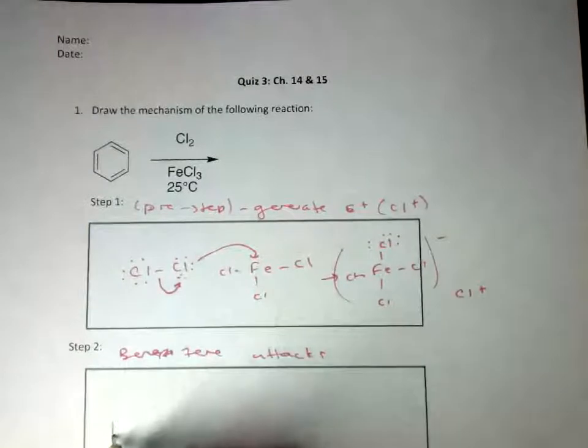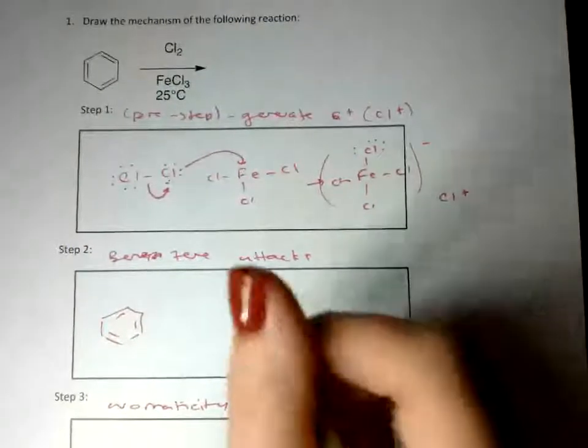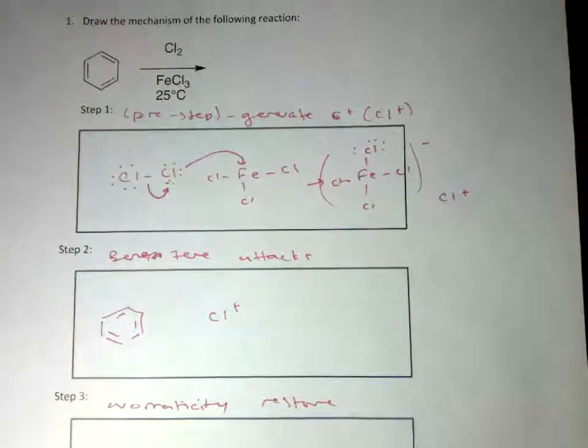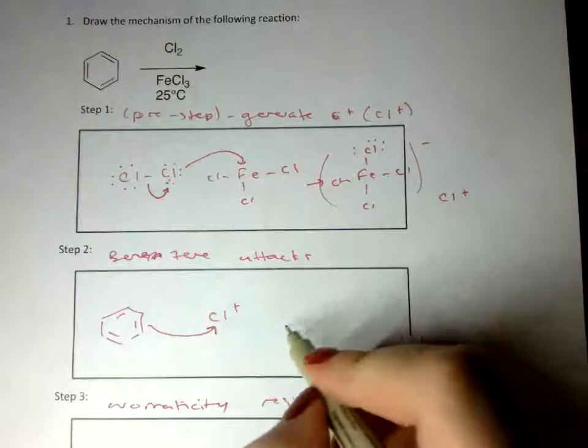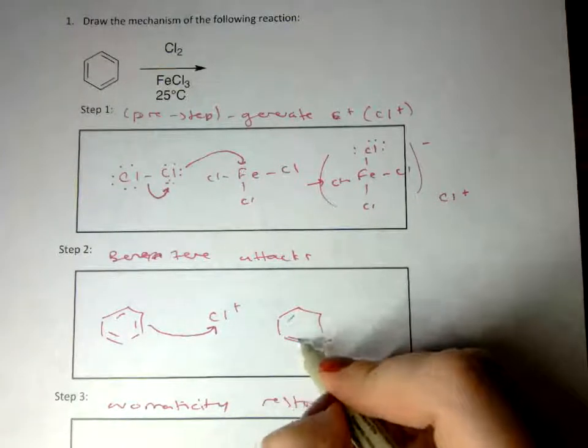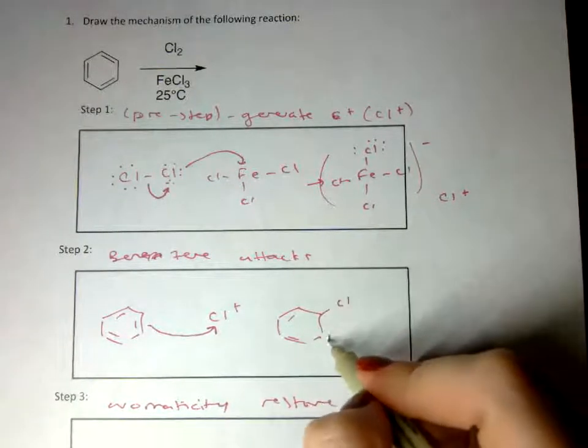The next thing is benzene will attack that chlorine plus. So it needs to be something really positive for the benzene to want to attack it, and chlorine does not like to be positive. So it'll attack that Cl+, and from here it acts almost exactly like an addition reaction.